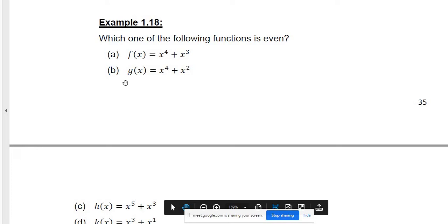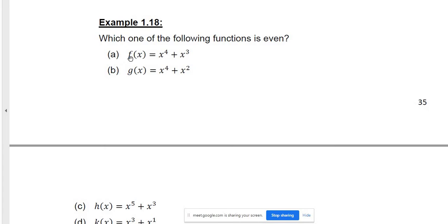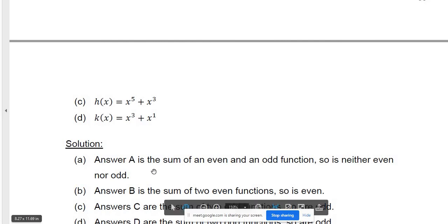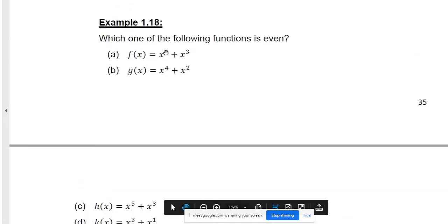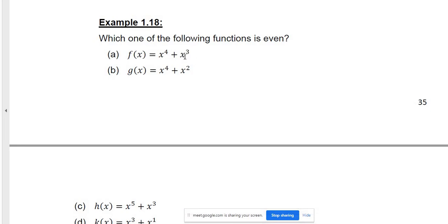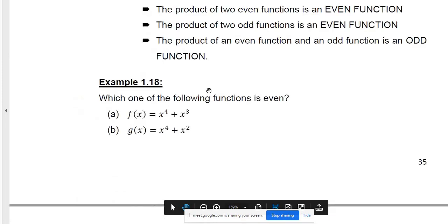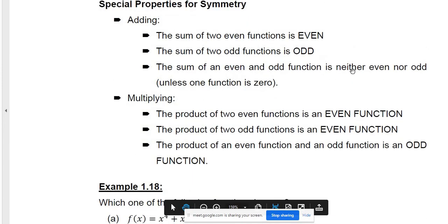Okay, we can refer to this example 1.18. Which one of the following functions is even? For the first one, x power of 4 plus x power of 3, what do you get? The sum of an even and odd function is neither even nor odd. This is even, and this is odd. So the sum of even and odd is neither even nor odd, which fulfills this one.